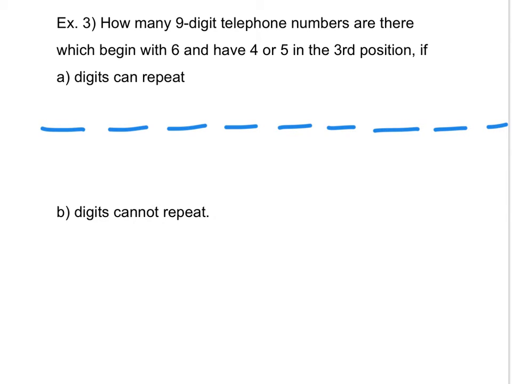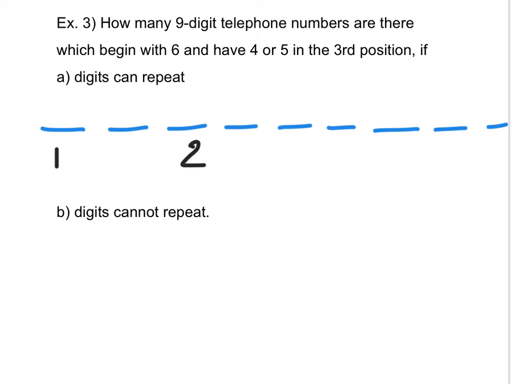Now, there's restrictions. That means that it tells you certain positions have to have certain numbers in them. Okay? So it must begin with 6. So the first position we have only one option. It tells you in the third position that we must put 4 or 5. So how many options have we got for the third position? We have 2 options. It can be 4, it can be 5, but it cannot be anything else.